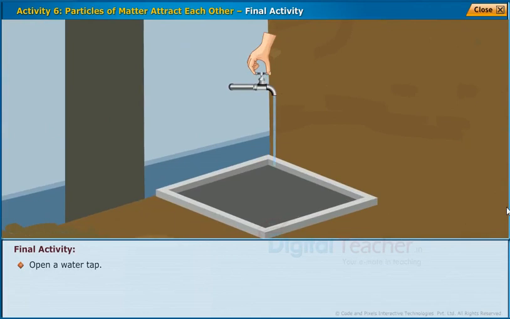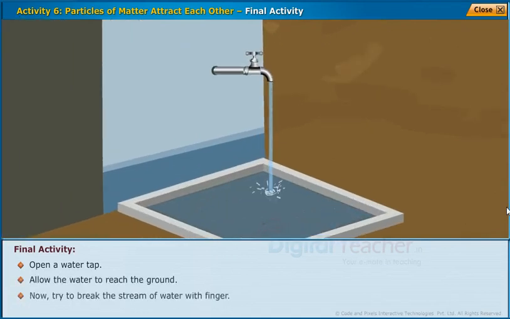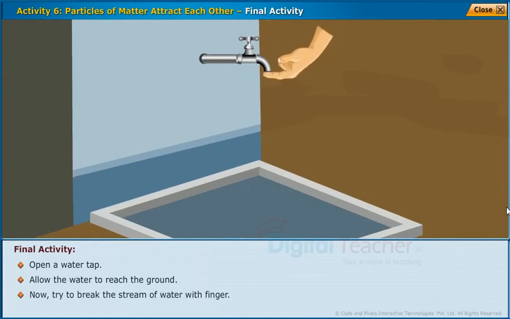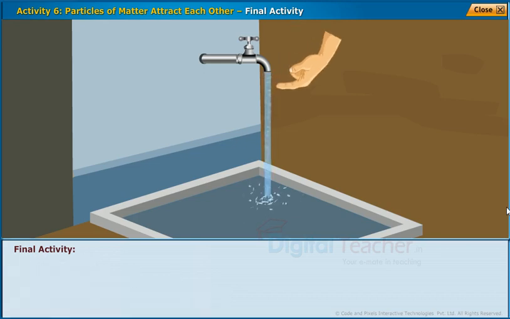Open a water tap. Allow the water to reach the ground. Now try to break the stream of water with finger. Release the finger after few minutes. Observe the changes.